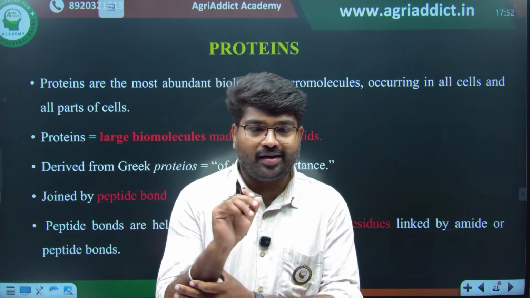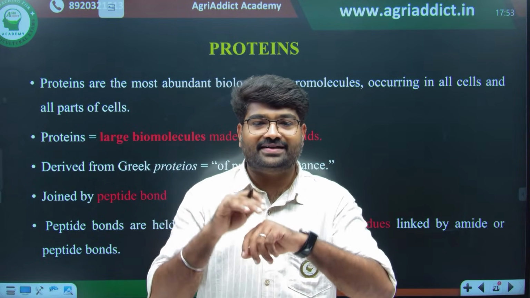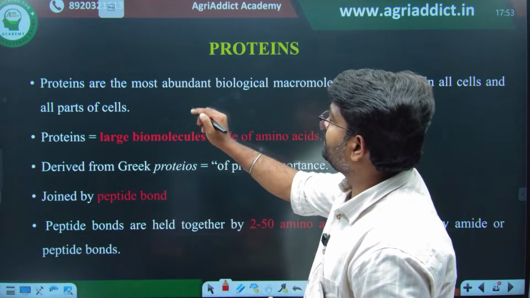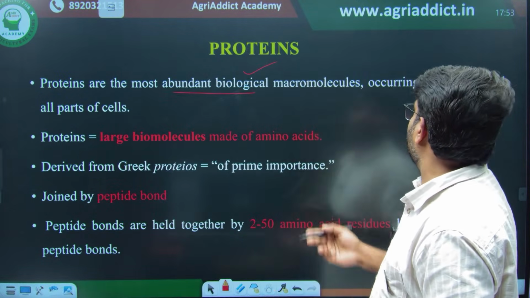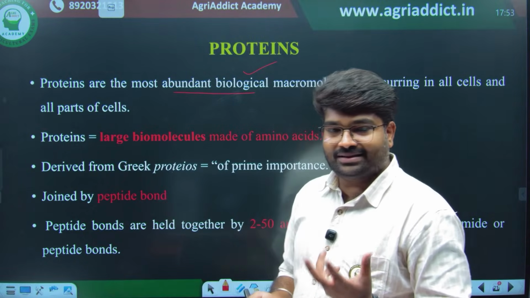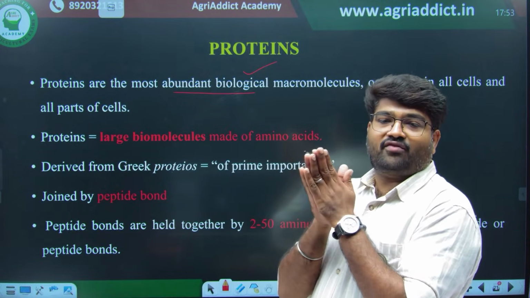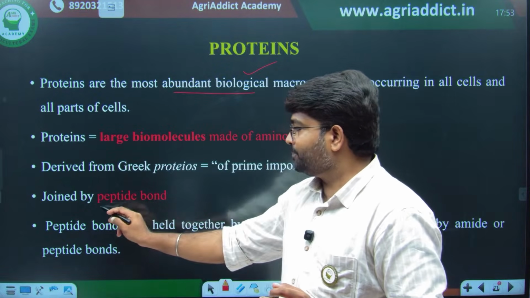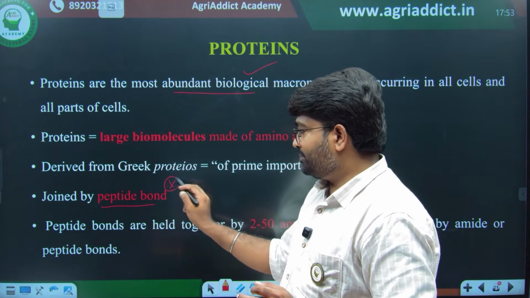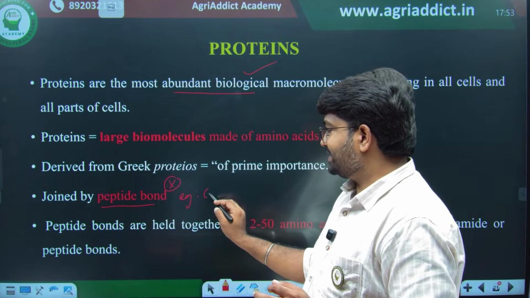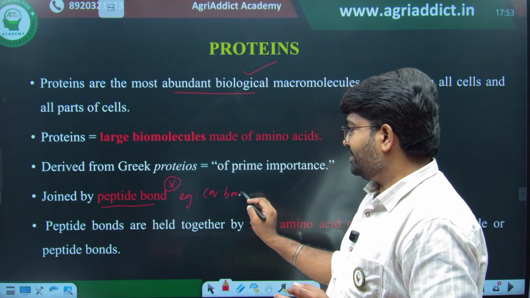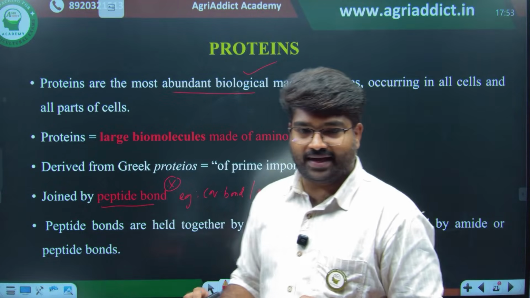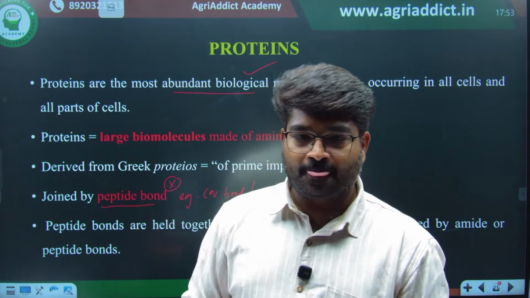Now we are going to see how these amino acids are condensed to form protein. So protein means what? Proteins are the most abundant biological macromolecules and occur in all cells. They are polymers of amino acids, joined by peptide bonds. A peptide bond is an example of a covalent bond, or a type of amide bond. These are interchangeable.